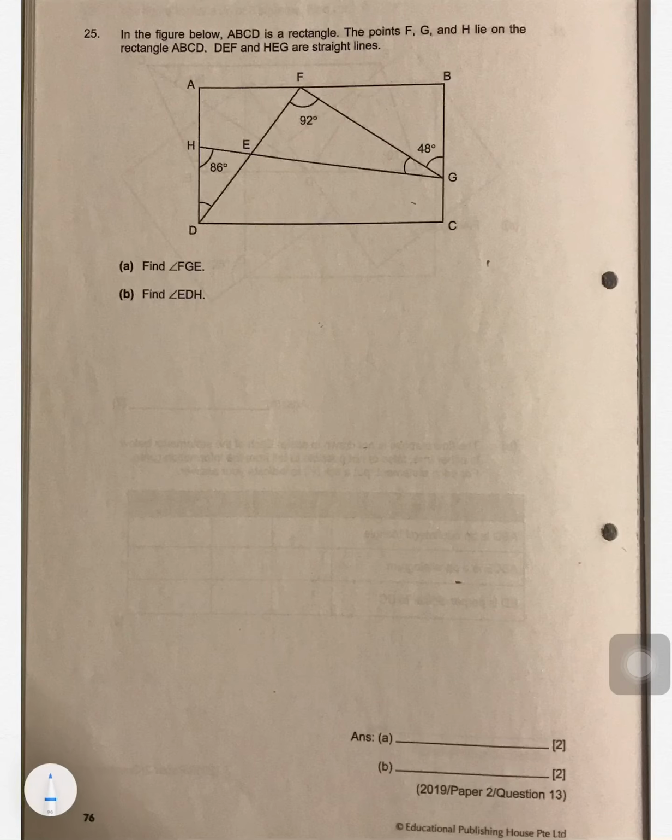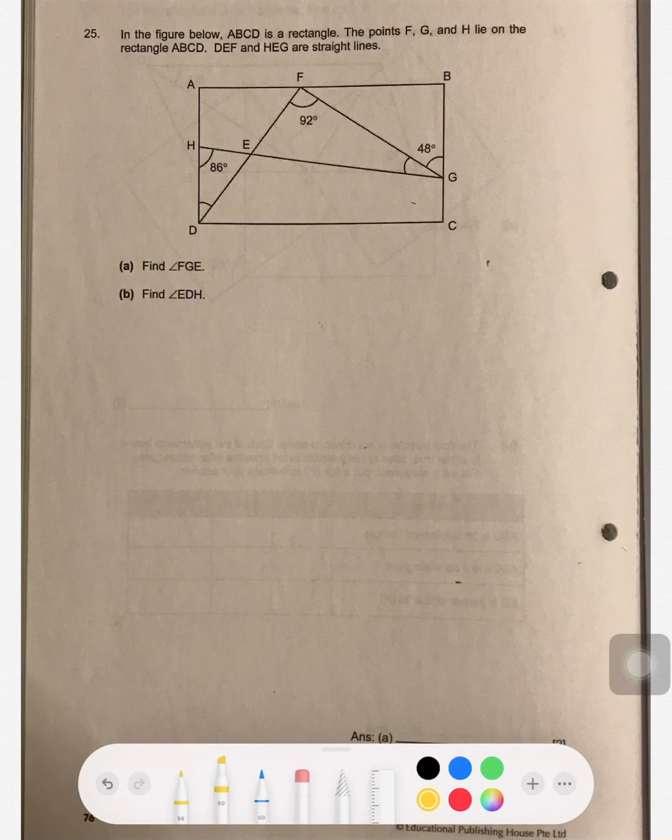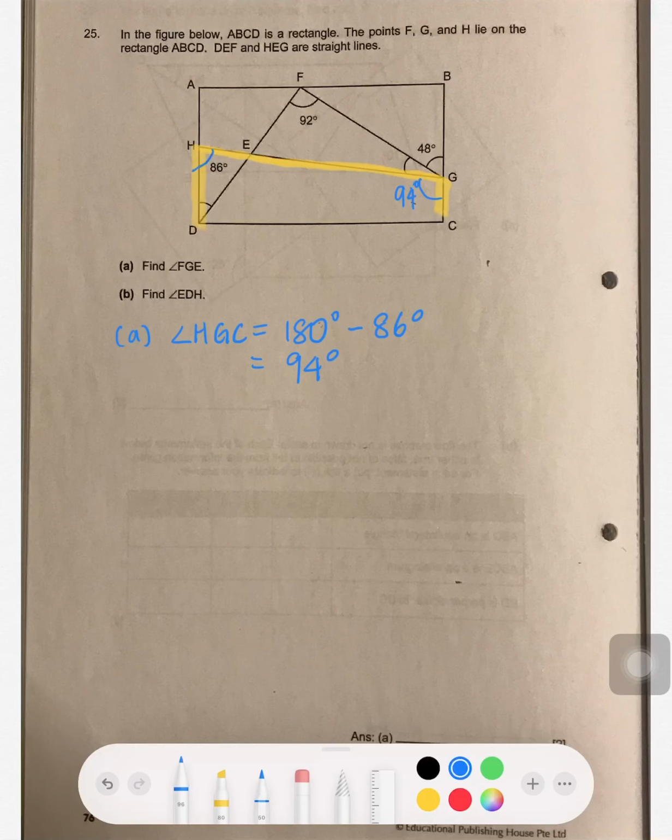Alright, so now if I look at this part here, these are angles between parallel lines. Because of that, these two angles actually will add up to 180 degrees. So for part A, angle HGC would be equal to 180 degrees subtract 86 degrees, which will give me 94 degrees. Okay, so I'm going to indicate this in my diagram here.